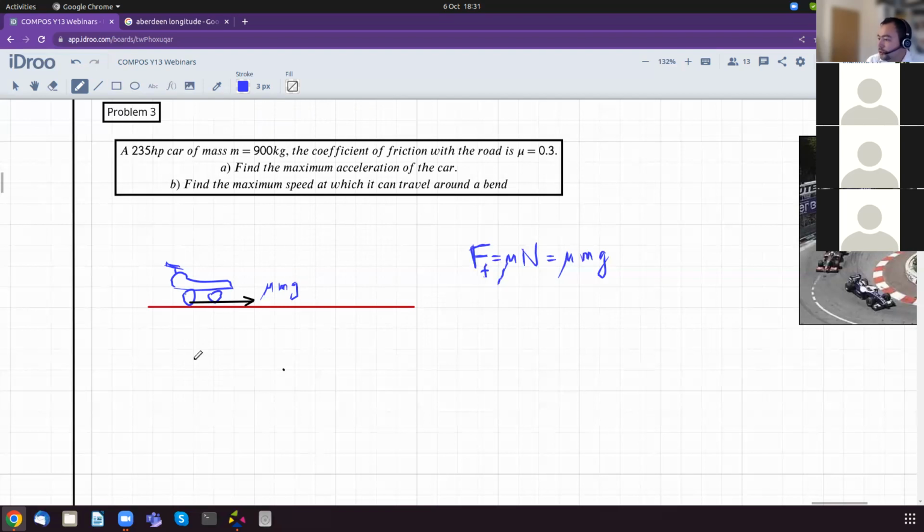Taiko, what do you mean? Friction can only match the movement. What do you mean by that?